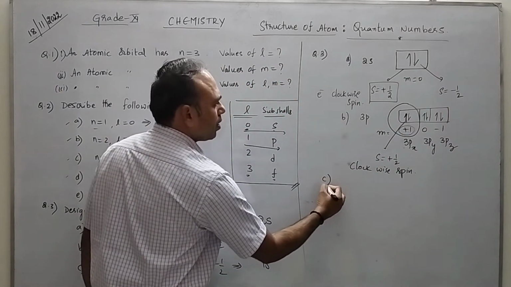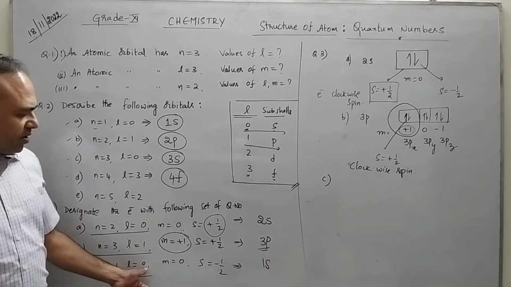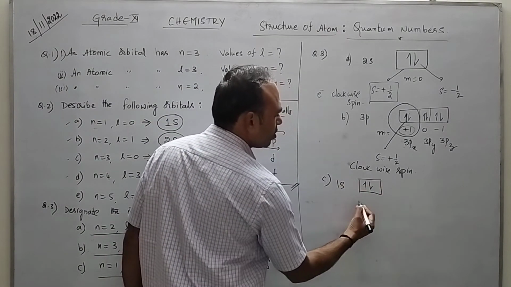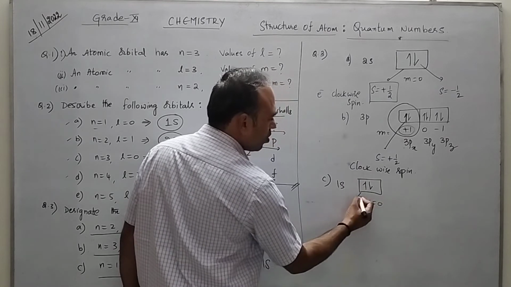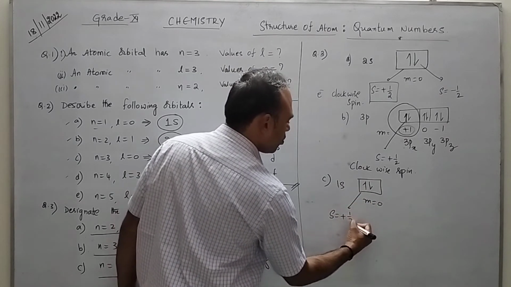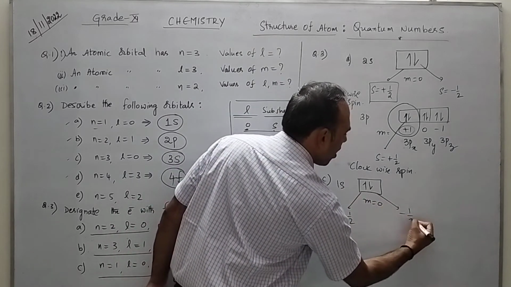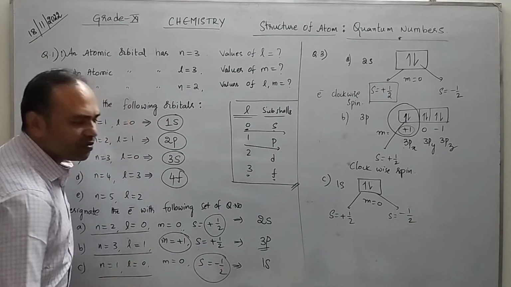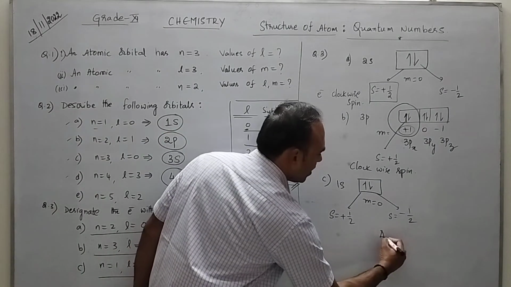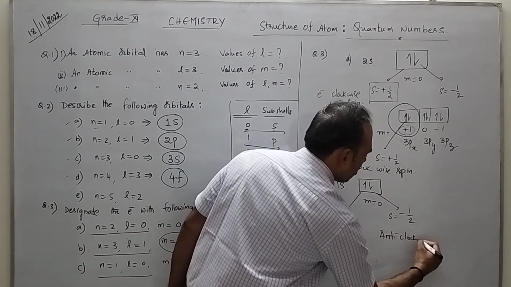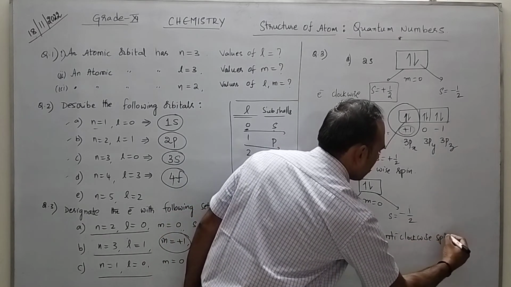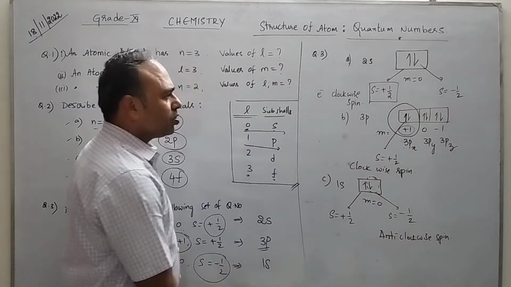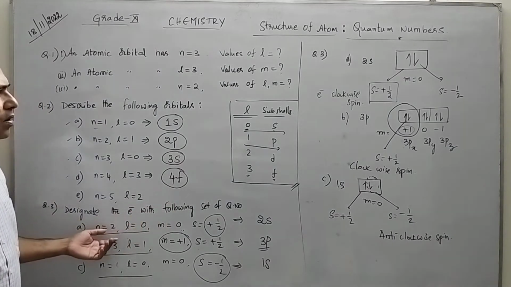Next, third one is n is 1 and L is 0, and 1s. If you draw 1s, you have 2 electrons and m value is equal to 0. What about the spin? First one is clockwise spin and second one is anti-clockwise spin, minus half. They are giving that the spin is minus half, hence we can say that this particular electron is having anti-clockwise spin. So hope you are able to understand, we are discussing this particular electron. So in this way you can solve the questions based on quantum numbers.